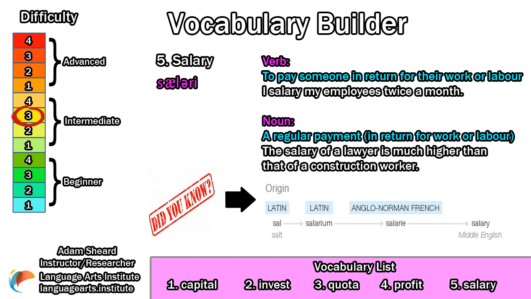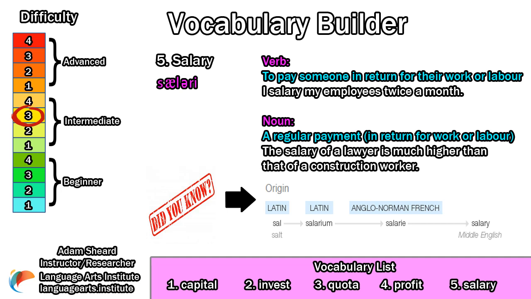salary as a verb, this means to pay someone in return for their work or labor. So for example, I salary my employees twice a month. As a noun, this means a regular payment in return for work or labor. So for example, the salary of a lawyer is much higher than that of a construction worker.